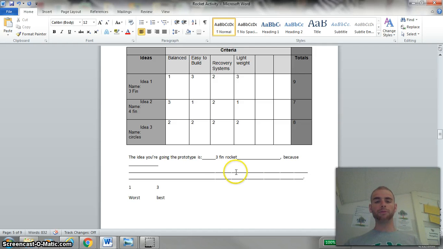And why am I going to build my 3 fin rocket? Because it scored the highest on the decision-making matrix. DMM I call it for short, okay?